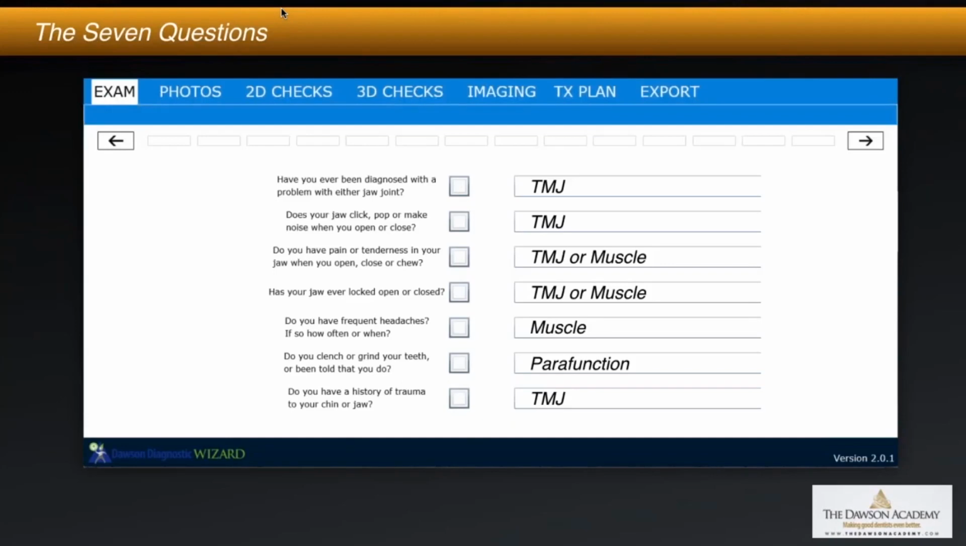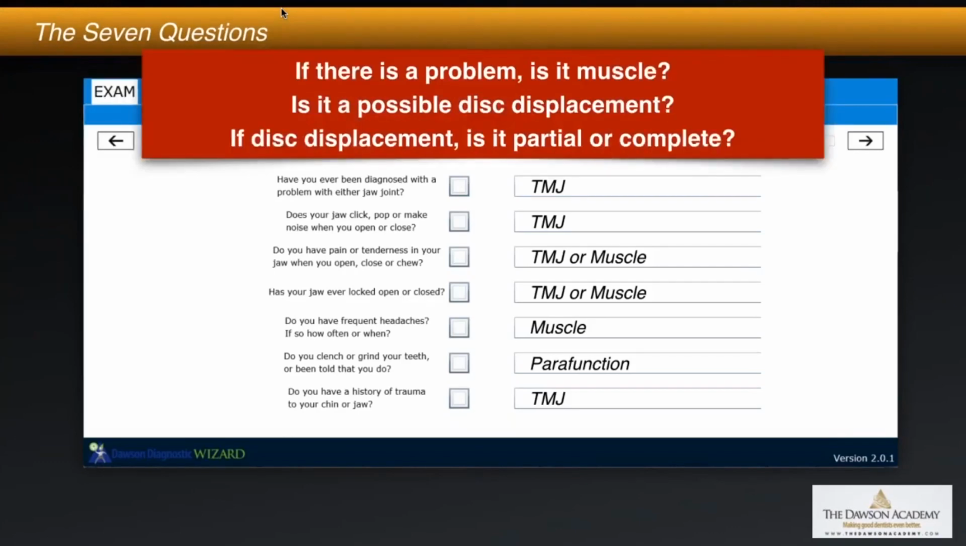One of the things that we do in this preclinical exam is just having a conversation with our patient. Some of these questions can lead us to trying to figure out if a patient has a problem and they're a symptomatic patient. Is it muscle or is it disc? And if it's a disc, is it partial or complete? This happens over and over again. And it's not necessarily one part of the test that leads you to everything. It's the totality of the test.